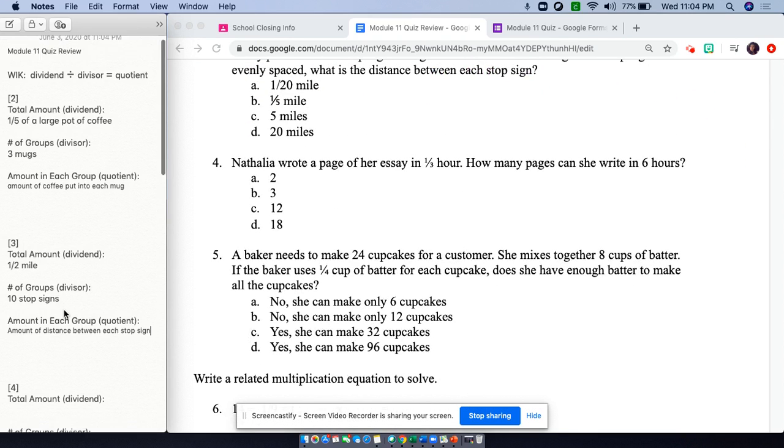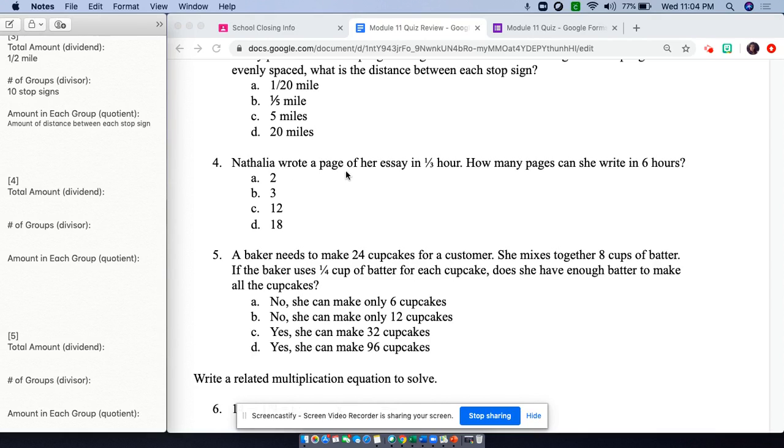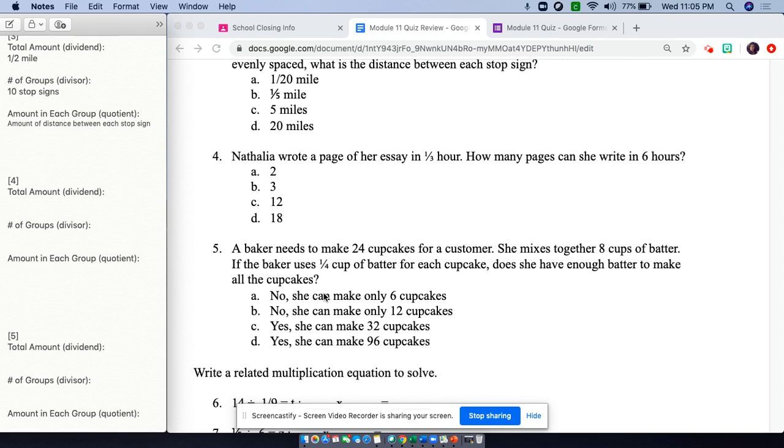Same thing happens for number 4. Natalia wrote a page of her essay in 1/3 of an hour. How many pages does she write in 6 hours? Again, you need to identify what is your total amount here, what is your number of groups, and how much goes into each group. Again, boys and girls, think about what cannot change here. And then think about when you get your answer, what makes the most sense? Would you get more or less than what you already started with?